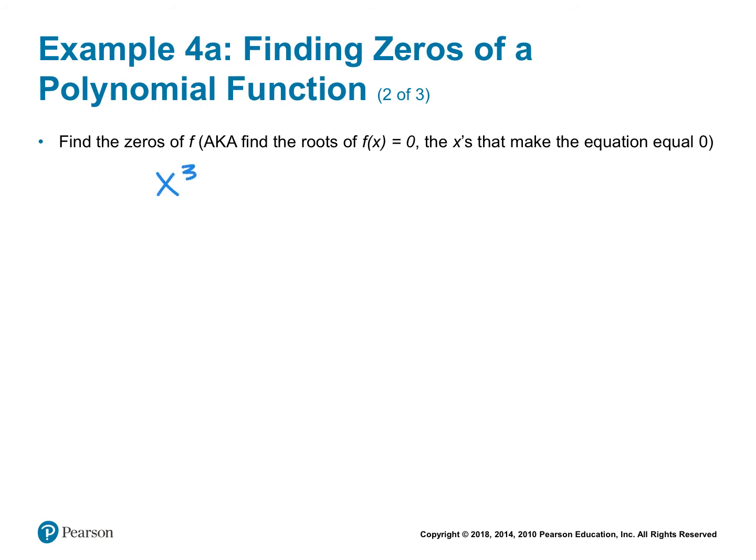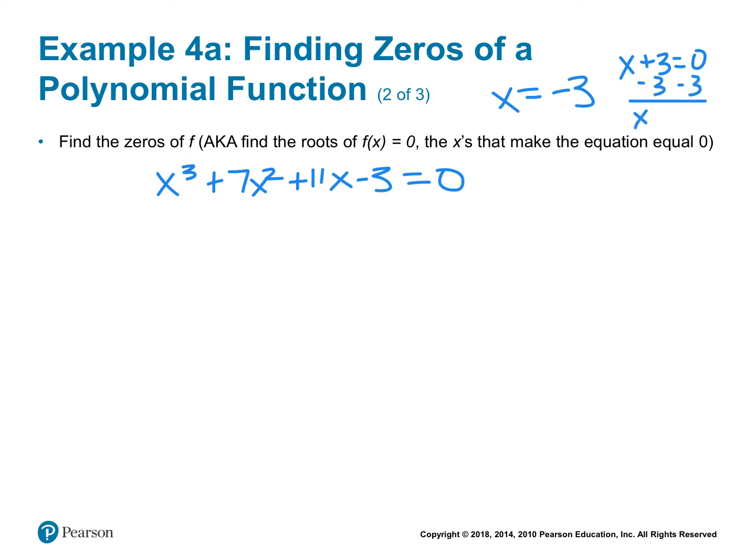So here was our original. We're going to know when will that equal 0. So we just said that x equals negative 3 is one of the zeros. The only way you would have gotten that was if you would have had x plus 3 equals 0. That would have given you x equals negative 3. So that means one of our factors is x plus 3. And let's see where that comes from.